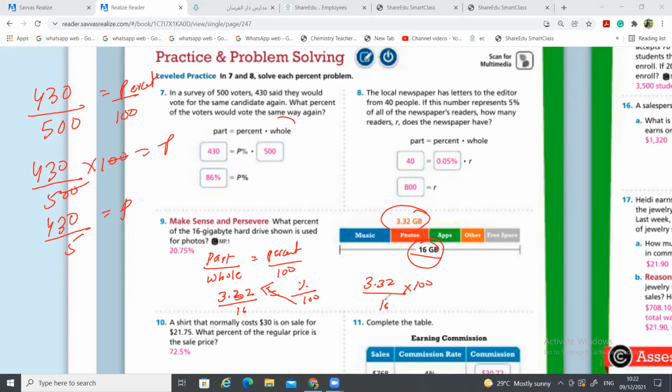So do this with the calculator and show me what it is. 3.32 over 16, multiply by 100, how much? You did everything, so you got... She said that when she multiplied and did everything, she got the answer as 20.75%. Did you understand now, or still not? You need to practice, okay?